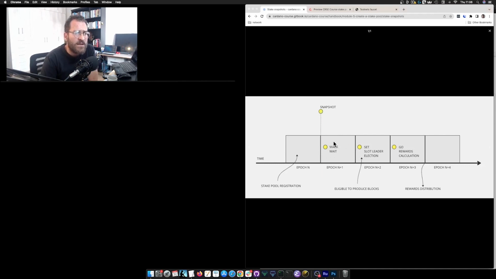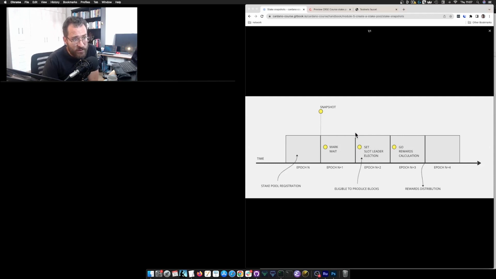And it will not be actively used for anything. So we are not going to be producing blocks in the next epoch. Then, after another epoch, it will be known as set. So the very same snapshot will be renamed to set. And this time, during this epoch n+2, it will be used for the slot leader election process. It is the same snapshot used 2 epochs later for the slot leader election process.